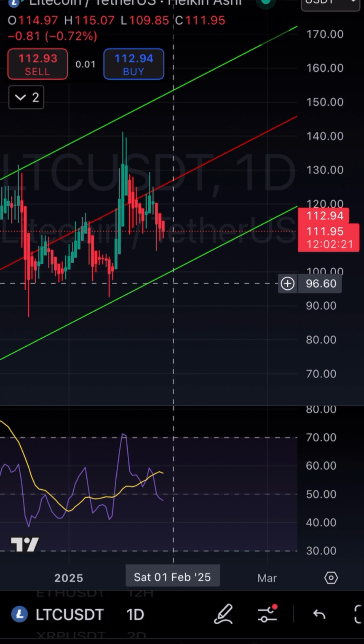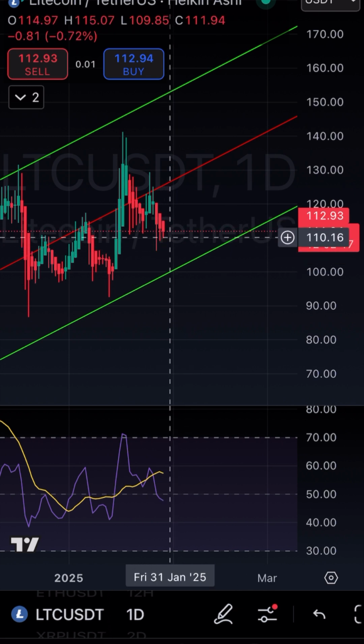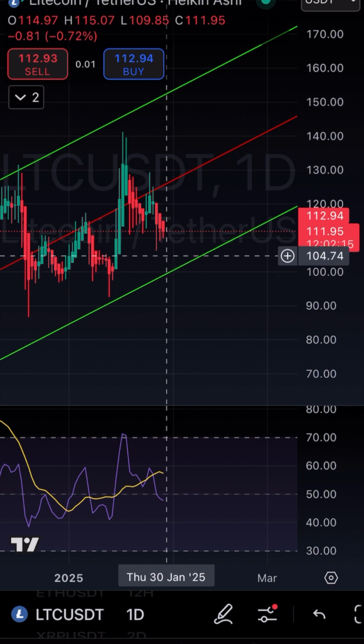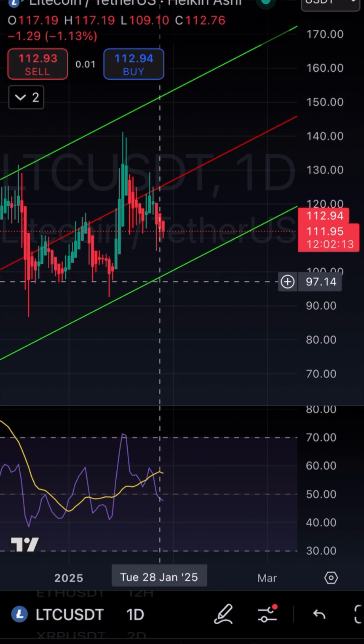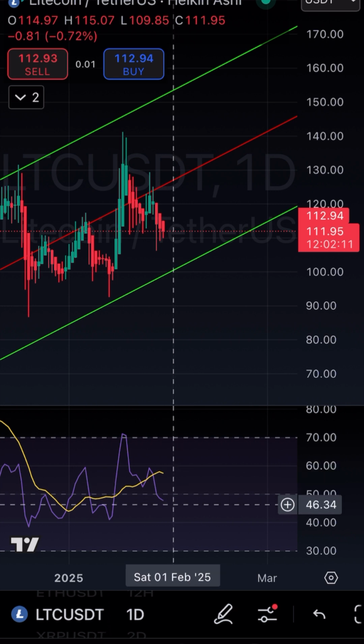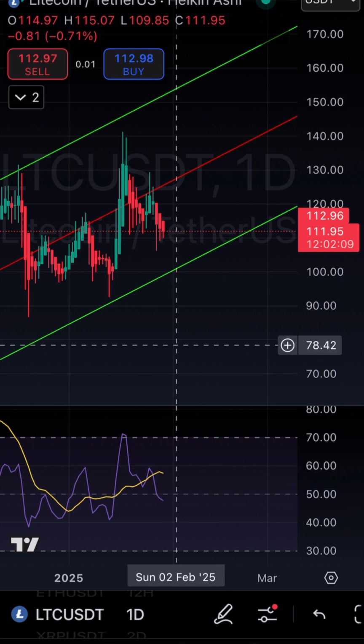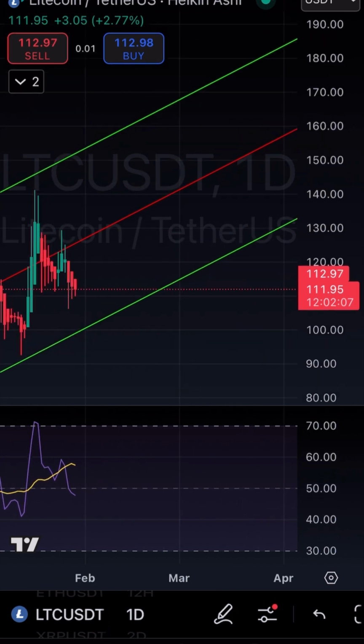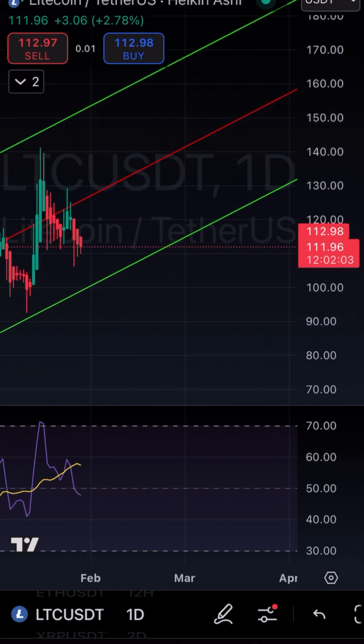So what you want to wait for, there's more room for it to come down. So I would wait for it to come down a little bit more. And then once you see the RSI crossing up through, that will be your entry point, and you can basically just ride Litecoin out to new all-time highs.